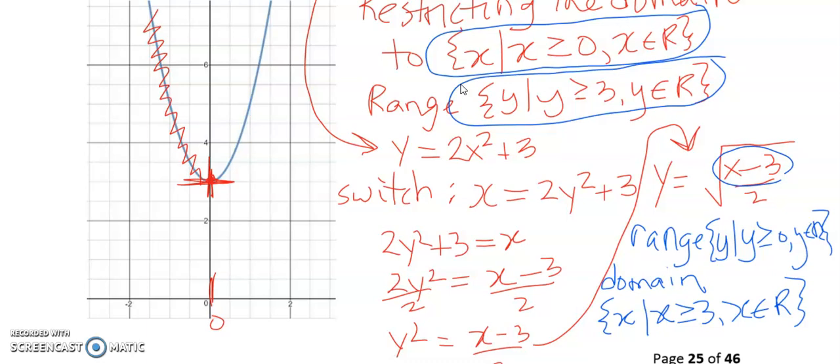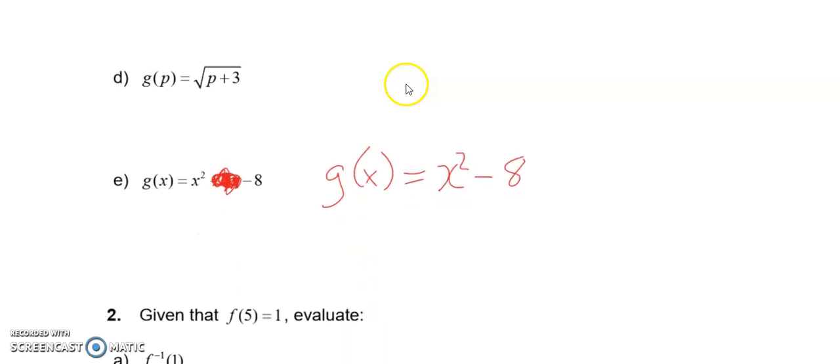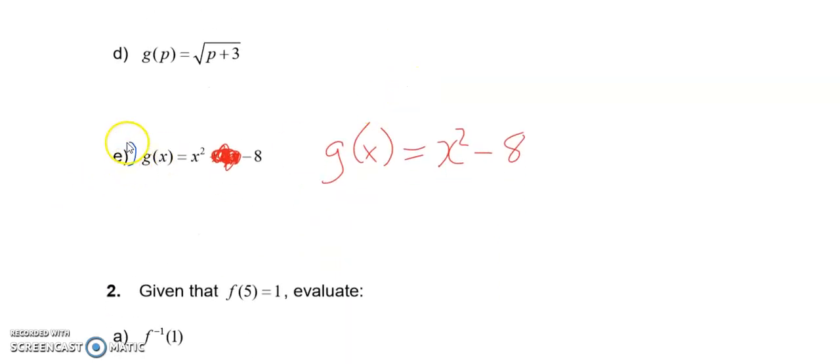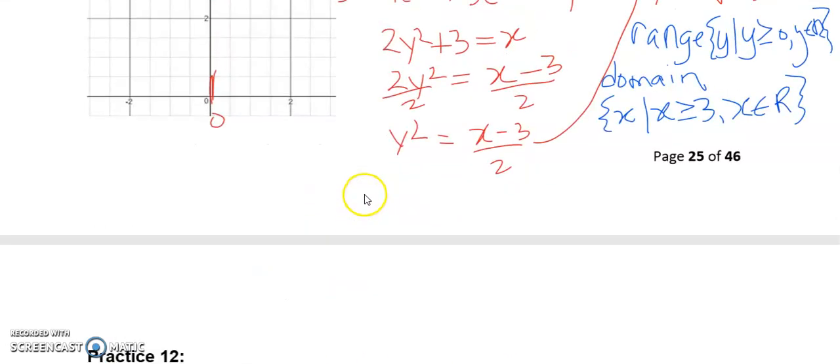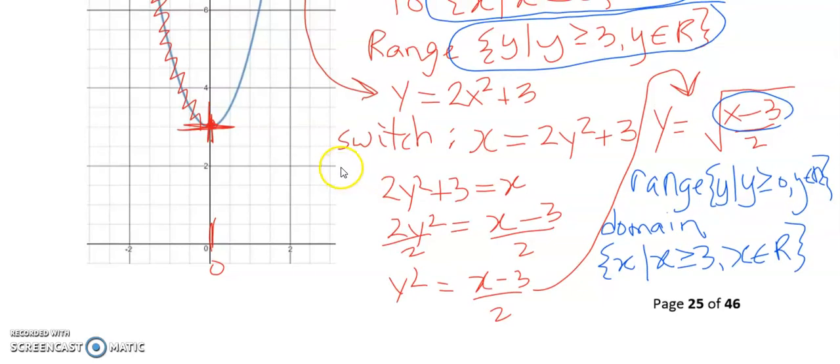So it's important to note that usually for parabolas, you will have to restrict the domain. Keep that in mind when you're doing part E right there. That's a parabola. You're going to have to restrict the domain and show it just like we did up here. By the way, I'm not completely finished. I didn't change the y into g inverse of x, and that's an important step. You have to change that into g inverse of x equals the square root of x minus 3 over 2.